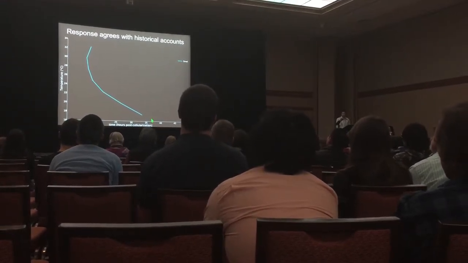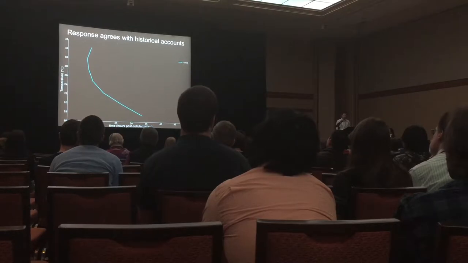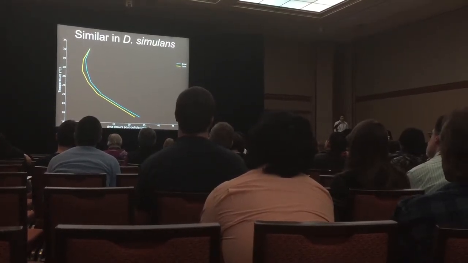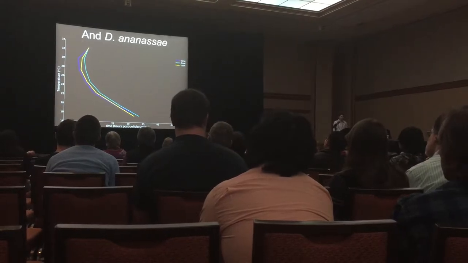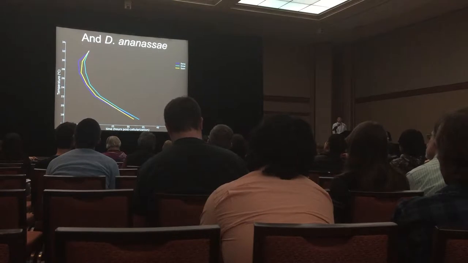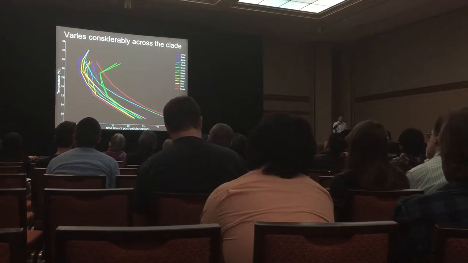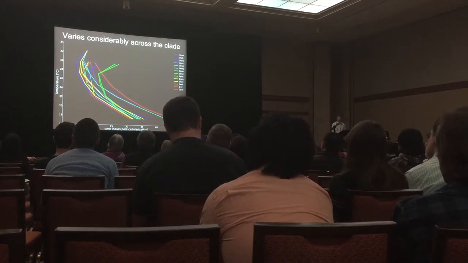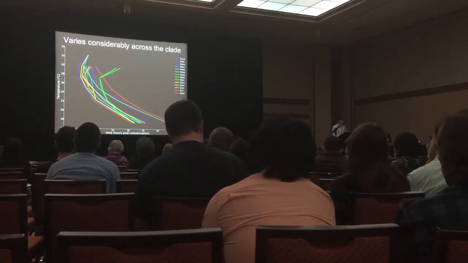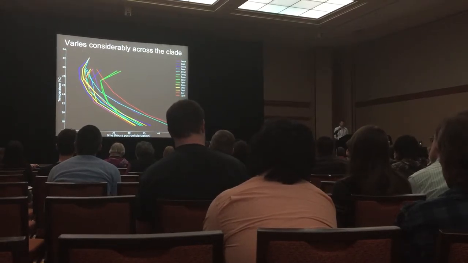So if we compare this then to different species, so this is melanogaster, then simulans, a little bit different, but fairly similar. Ananassae, again, fairly similar. And you can go through a whole bunch of different species, all the sequenced species, and some other commonly used animals. You see there's actually quite a variety of different responses to temperature. They're not all slight variations on the melanogaster one. And some of this might have to do with how we're raising them.